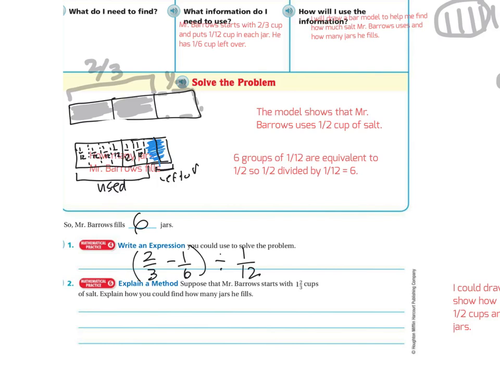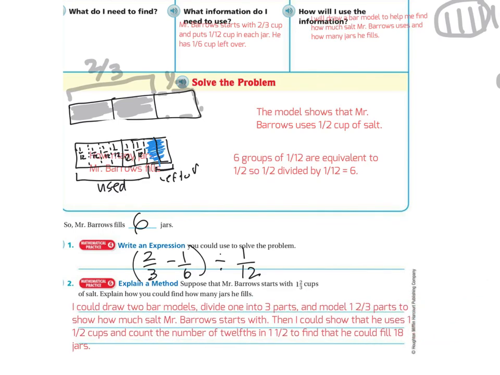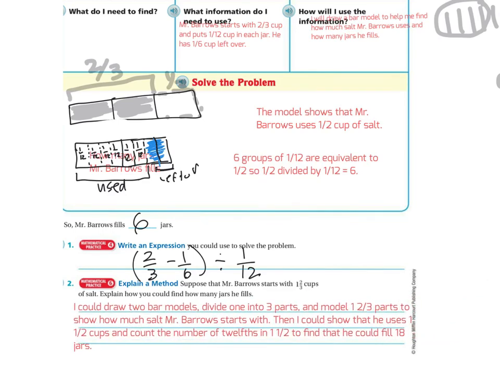Explain the method that Mr. Burrows uses if he starts with 1 2/3 cups of salt, and explain how you could find how he'd fill the jars. I could draw 2 bar models, divide 1 into 3 parts, and model 1 2/3 to show how much salt Mr. Burrows starts with. Then I could show that he uses 1 1/2 cups, count the number of 12ths, and find that he could fill 18 jars.